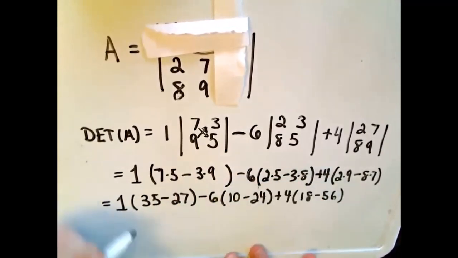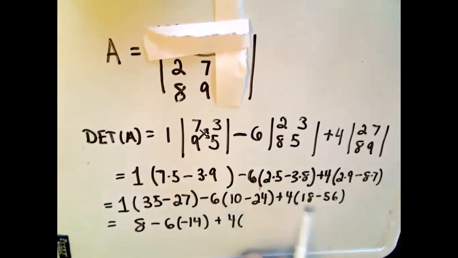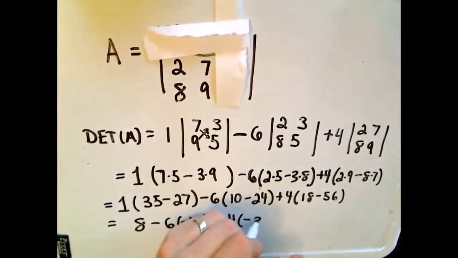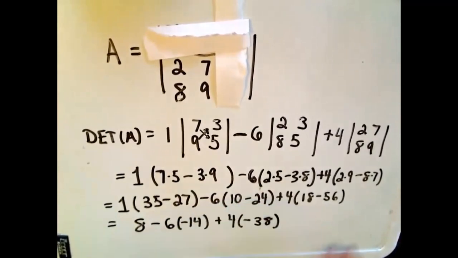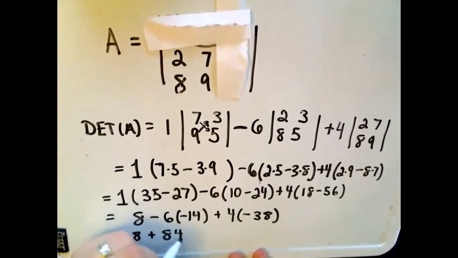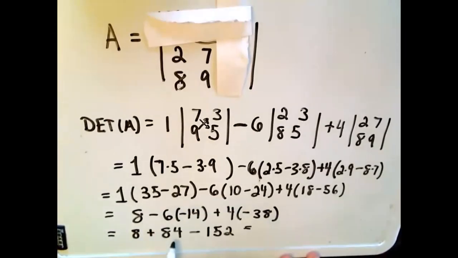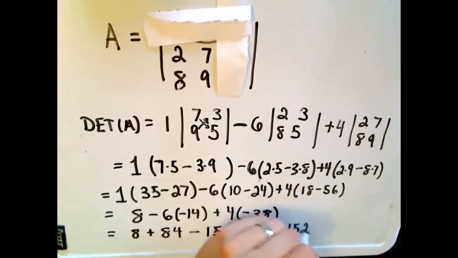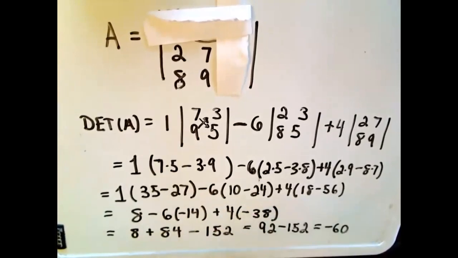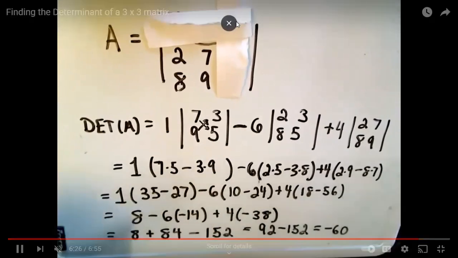So we're going to clean that up and we get 8. And we're going to get 6 times negative 14 plus that number. And then you keep doing the math. A negative times a negative makes a positive 84. And then 4 times negative 38 is going to make negative 152. And then you add and subtract from left to right. Remember, it's always left to right. And we get negative 60. And that is how you would find the determinant of a 3x3 by hand.